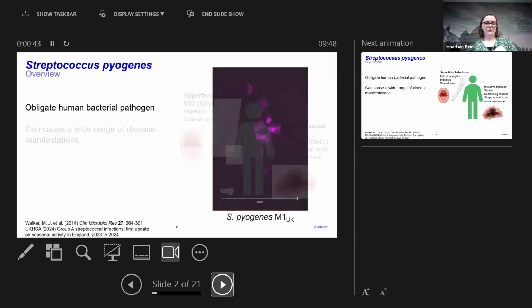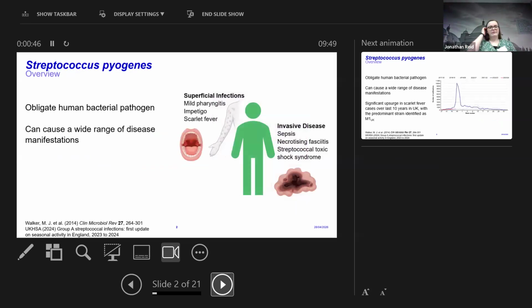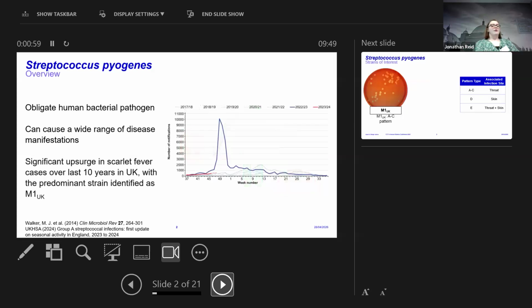This bacteria can cause a wide range of disease manifestations, from more invasive diseases like necrotizing fasciitis to more superficial infections like scarlet fever. In the UK, scarlet fever is a notifiable disease and also a disease of concern. We've seen a significant upsurge in scarlet fever cases over the last 10 years in the affected population, which is young children. These cases are mainly being attributed to a particular strain of Streptococcus pyogenes, known as M1UK.